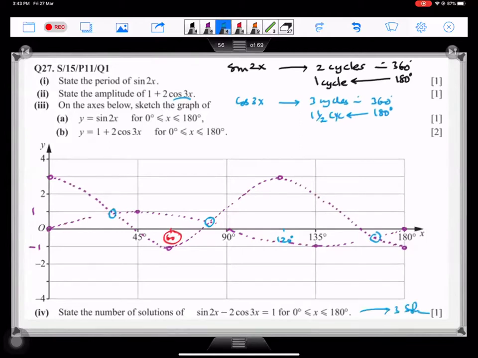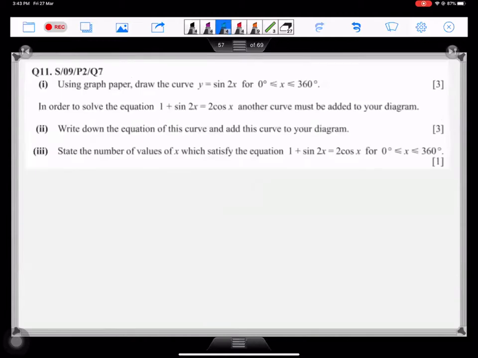State the period of sine 2x. That's 180 degrees. State the amplitude of 1 plus 2 cos 3x. Amplitude is 2. And the rest of the thing I've already answered. Okay.